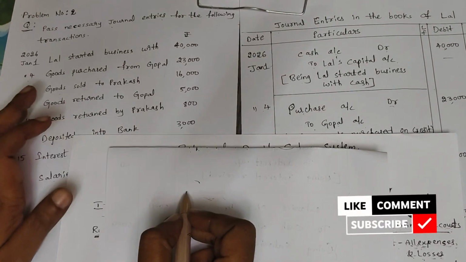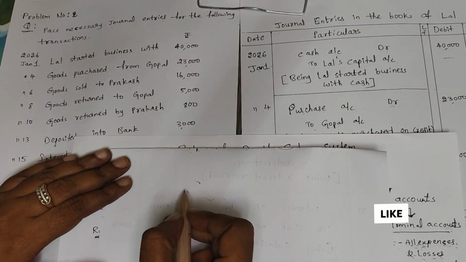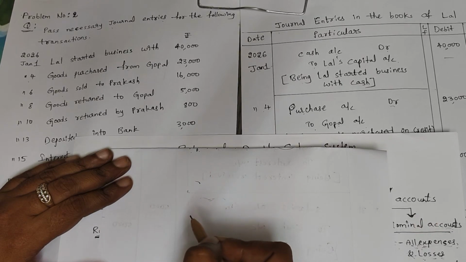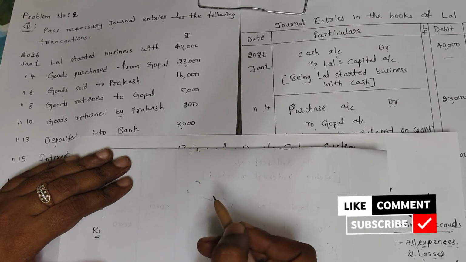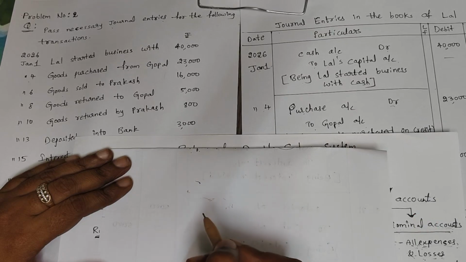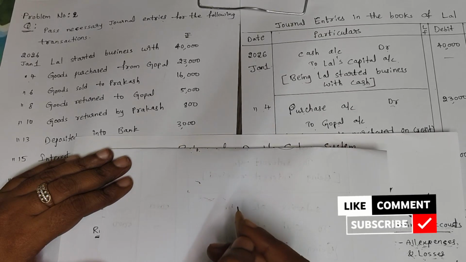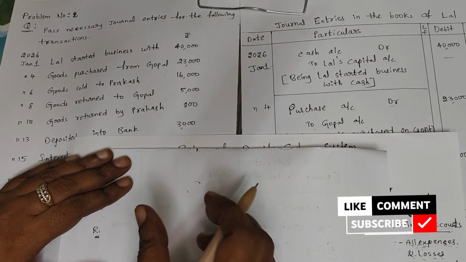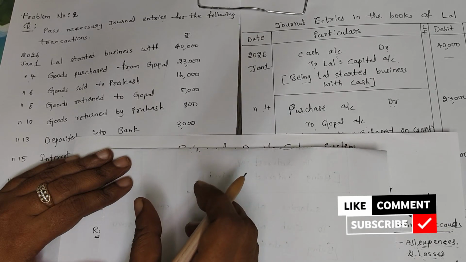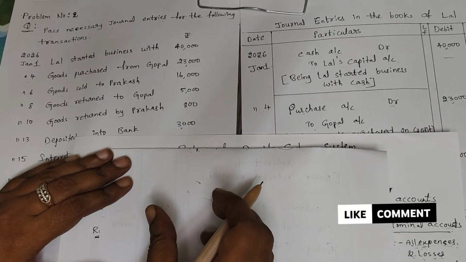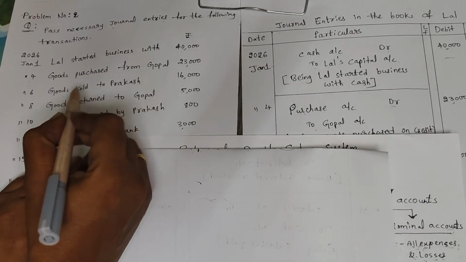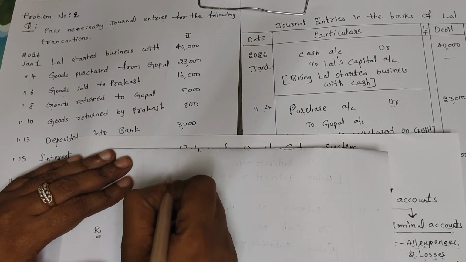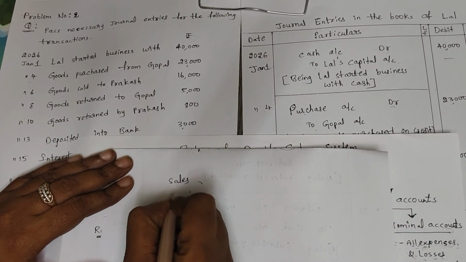Next transaction is goods sold to Prakash. It's like the last transaction. Whenever you are purchasing or selling, if you are not finding cash in that transaction and you are finding a person's name, that will be called a credit transaction. Already I told you. So at that time, we need to take the person's name. Along with that, if it is a sales transaction, you need to take sales. If it is a purchase transaction, you need to take purchase. So now here we need to take Prakash as well as sales. Sold means sales. Sales, Prakash.